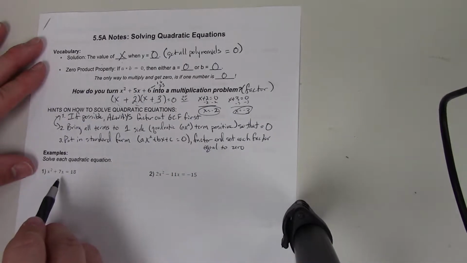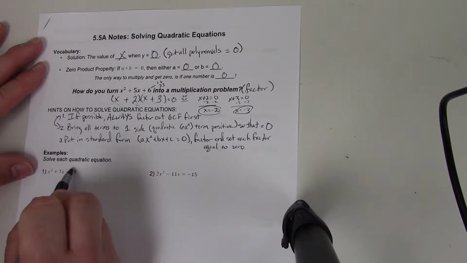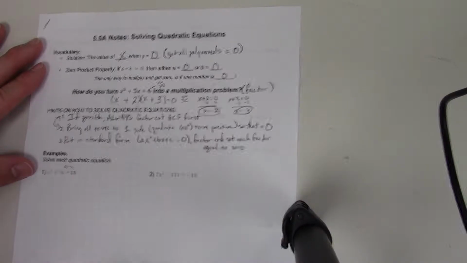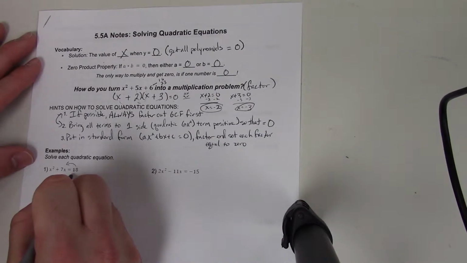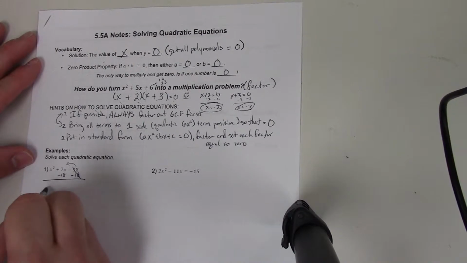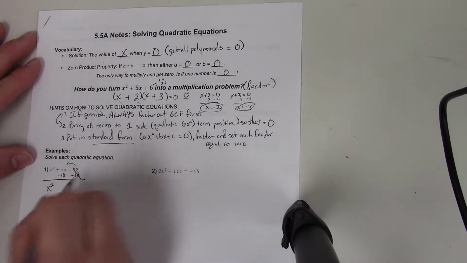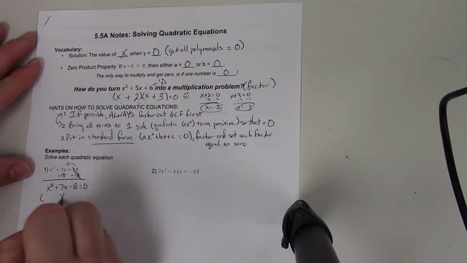Okay? So here on number 1, it is not equal to 0. So I need to bring the 18 over there, because I'm going to keep the x squared again positive. What do I have to do to do that? Well, get rid of the 18 by doing the opposite. I minus 18 here and a minus 18 here. Those cancel. I can't combine these, so I literally write it in standard form. x squared plus 7x minus 18 equals 0. Then I need to factor it.